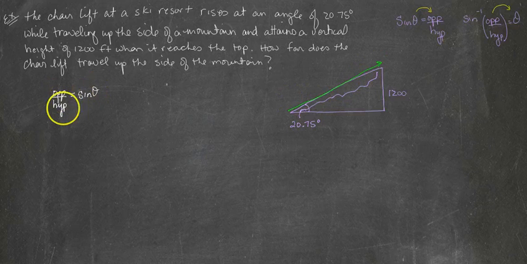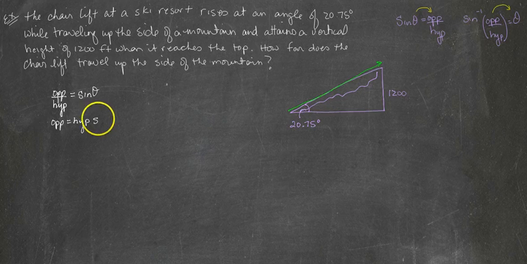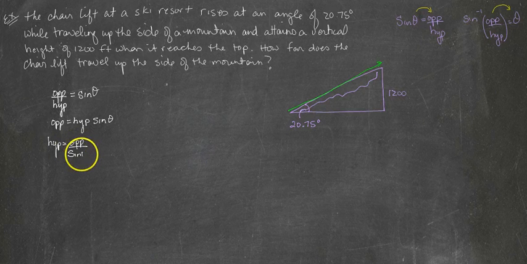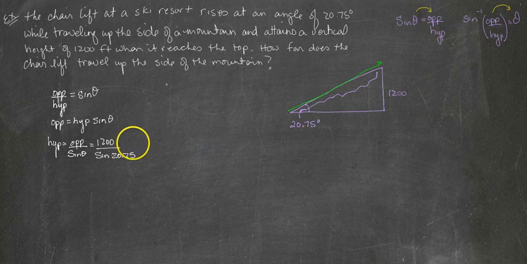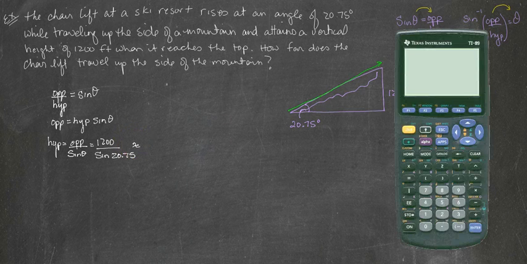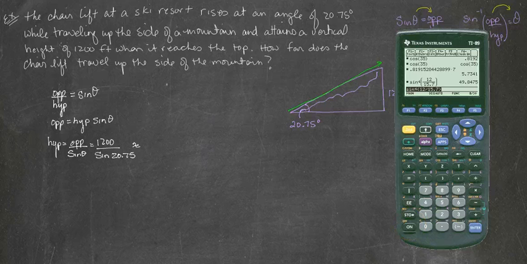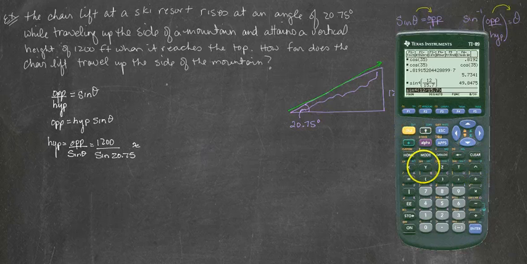So let's solve this for the hypotenuse. I'm going to multiply both sides by the hypotenuse, so I get opposite equals hypotenuse times sine theta, and then I'm going to divide by sine theta. So that tells me that the length of the hypotenuse can be described as the length of the opposite side divided by whatever the sine of theta is. Now I can plug in my values. The opposite side is 1,200 feet, and sine of theta is the sine of 20.75. So I'm going to have an approximate value. Let's get out our calculator. So let's find the sine of 20.75 first. So the sine function is yellow.